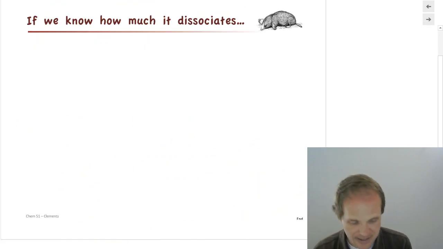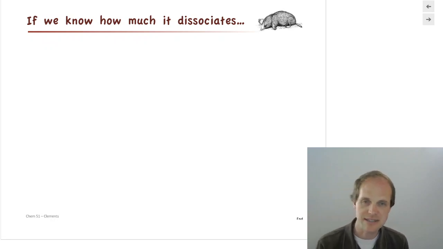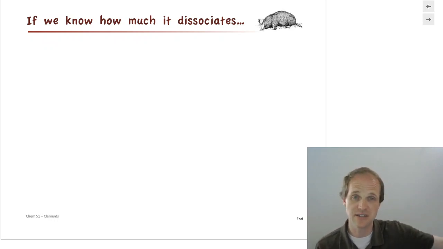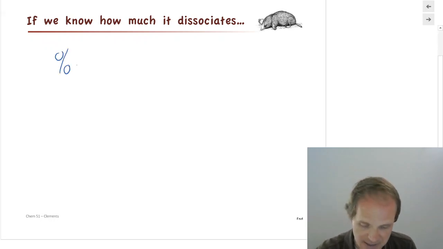All right, the last thing we're going to cover in this chapter is if we know how much it dissociates, right? We can figure that out from an ice table. It turns out that sometimes that's a useful number to know. How much of this dissociated? How much of my weak acid turned into H plus and A minus? And we define that as the percent ionization.